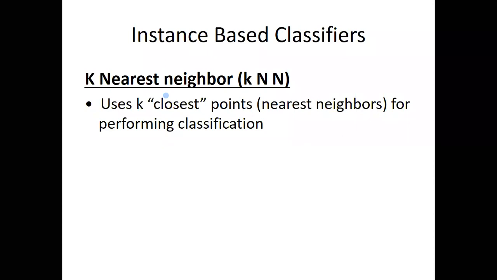KNN, K nearest neighbor. NN means nearest neighbor. What do you mean by K? Can anyone answer? If you read the statement itself, you can answer what is K. K nearest neighbor. NN means nearest neighbor. K means what? Okay, K means closest points.